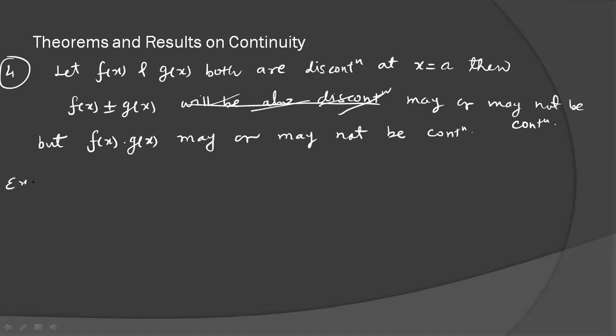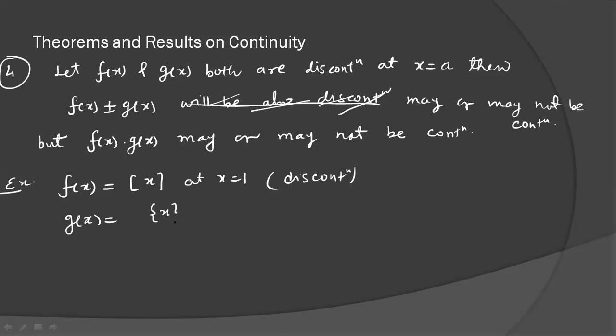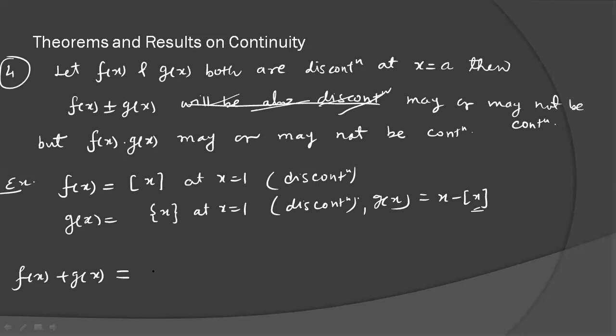For example, if you take any function fx as a greatest integer x at x equal to 1, it will be discontinuous. You can verify the left hand limit and right hand limit are not equal. If you take another function gx as a fraction function at x equal to 1, it will also be discontinuous. Anyone can check the left hand and right hand limit, and you know that gx can be written as x minus greatest integer x, and due to this the output will not be continuous. If you add both fx plus gx, both are discontinuous at x equal to 1, but if you add greatest integer x plus fraction function x, it will become x, and the output is continuous at x equal to 1.